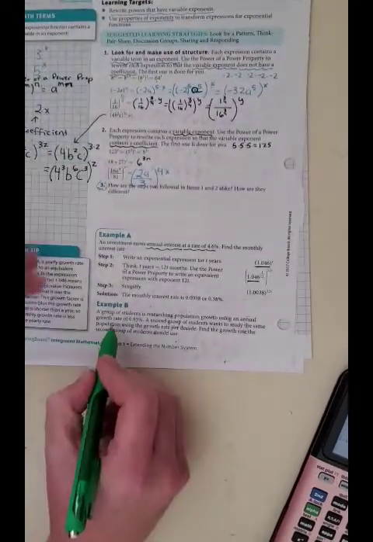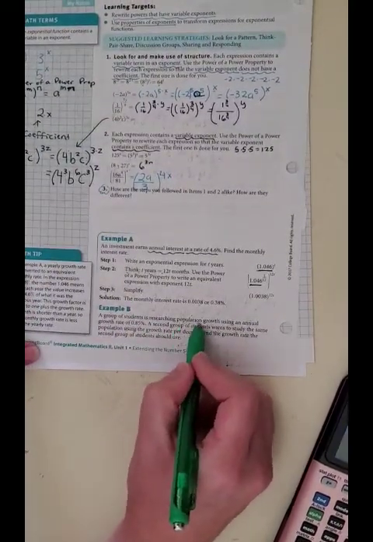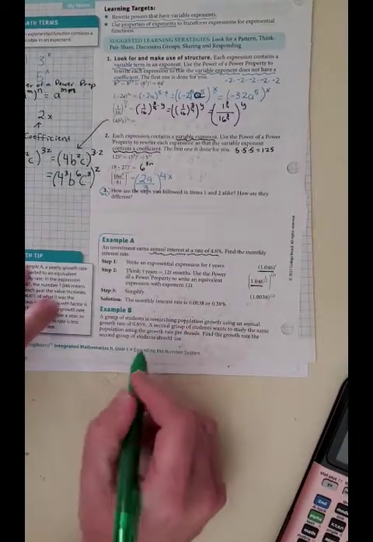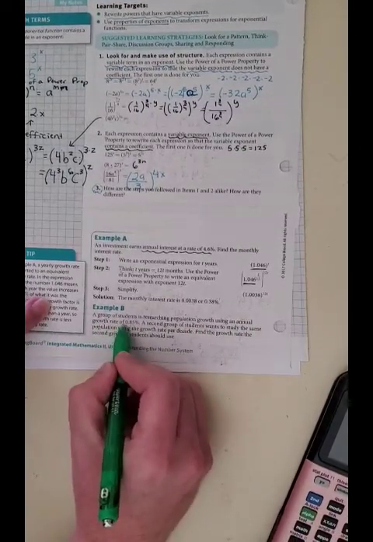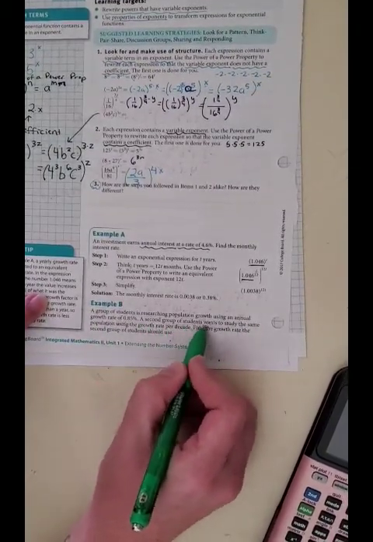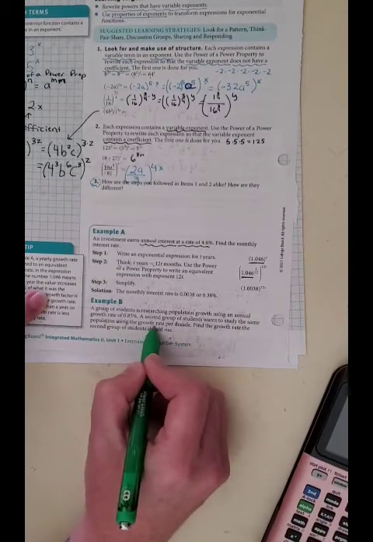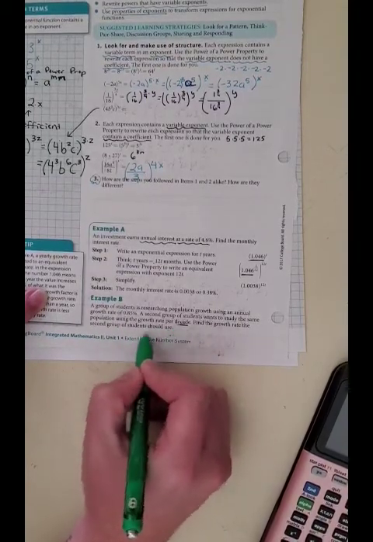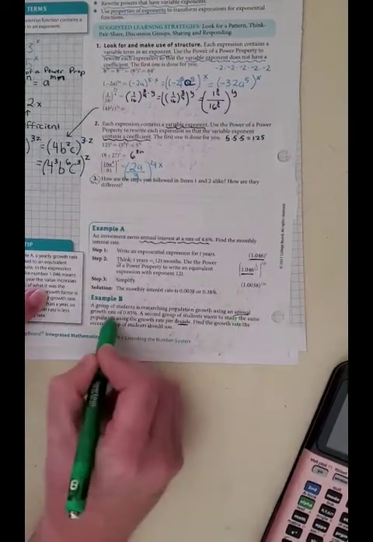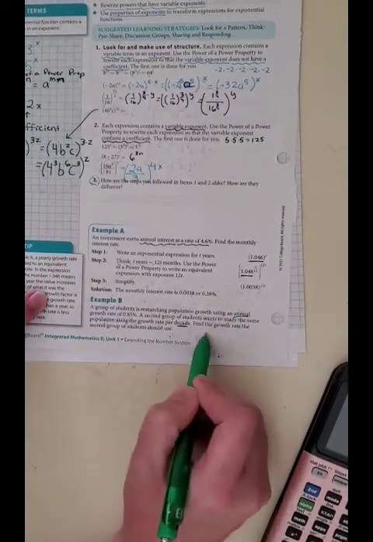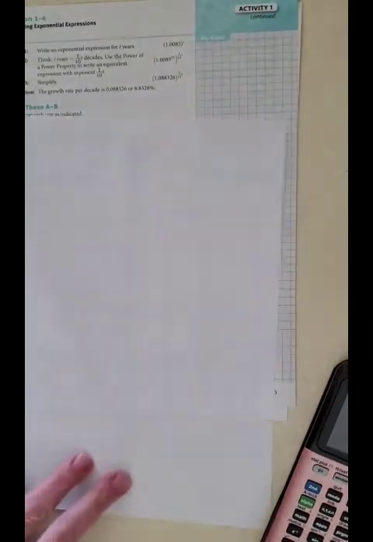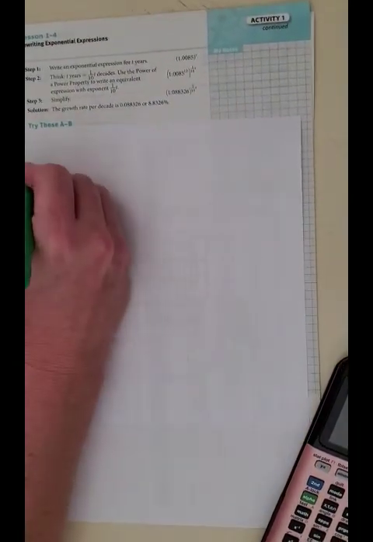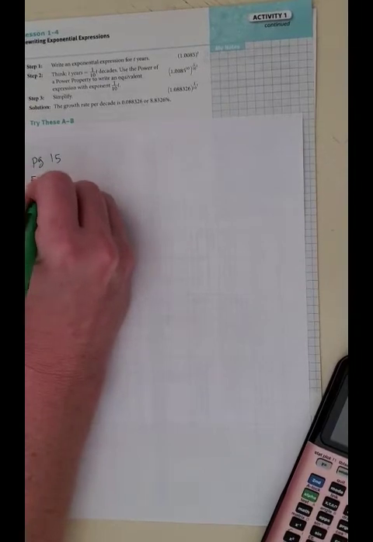Example B. A group of students is researching population growth using an annual growth rate of 0.85%. The second group of students wants to study the same population using the growth rate per decade. So this is our annual growth rate. We want to do it in decades. So find the growth rate the second group of students should use. We're going to flip over to the next page, page 15, example B.